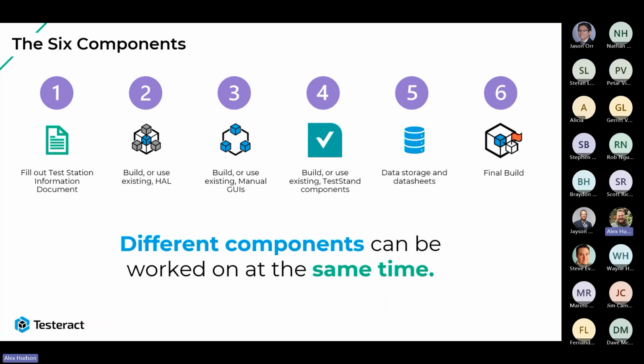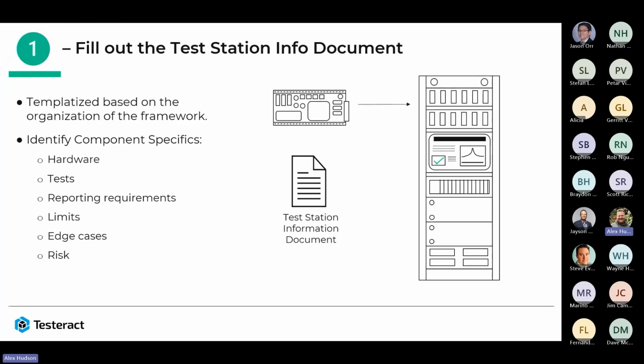So step one, and something that you always need to think about when you're working on an automated test system, is your test station information document or software architecture document or whatever documentation you're going to use to govern the development of your hardware or your test station. And things that you need to think about in this is, what hardware am I using? What tests to run? What are my reporting requirements?